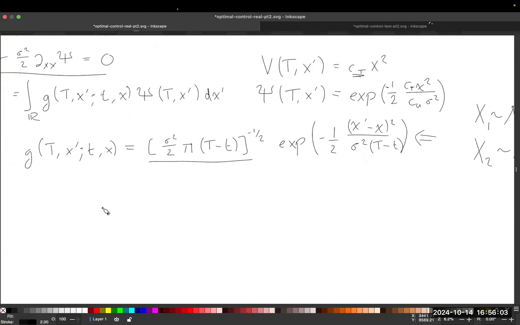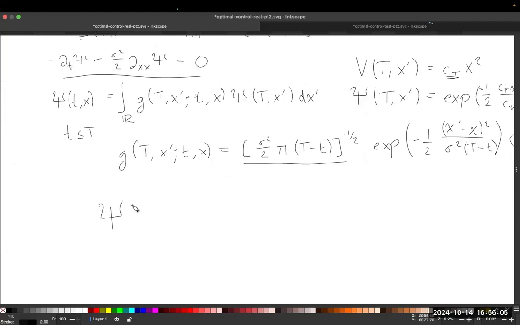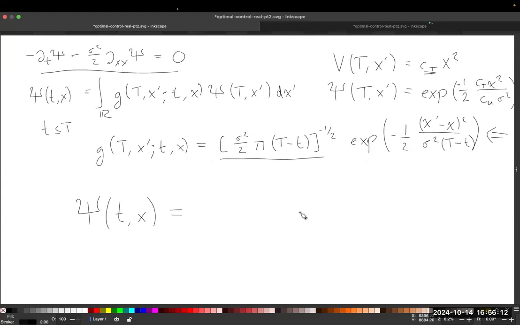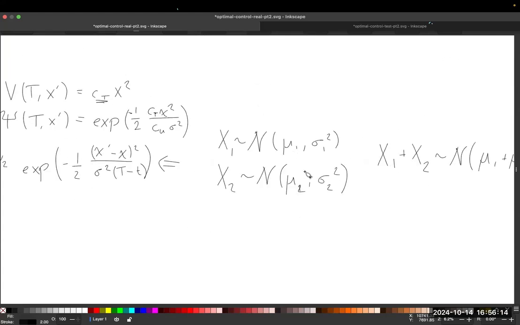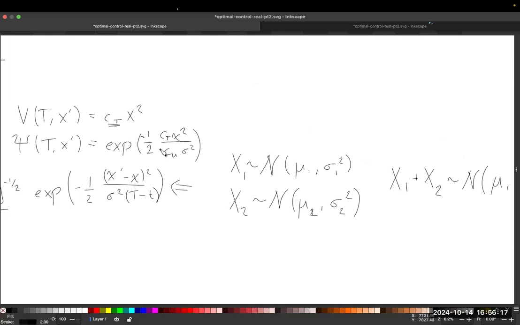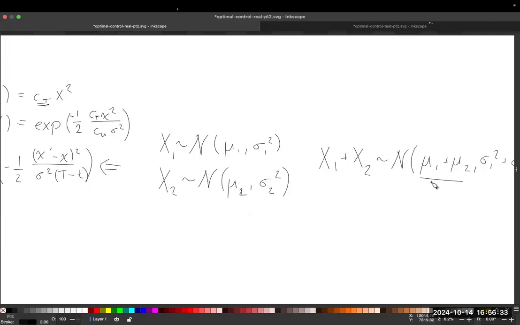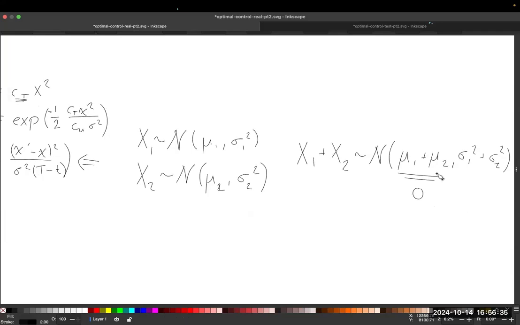So what we're going to have is that our psi t x. Actually, let's figure out what that mean is. Well, in either case our mean is going to be 0. This is not our mean, this is the dummy variable that we're using for our convolution. So in either case our mean is going to be 0, and so our output mean is also going to be 0.